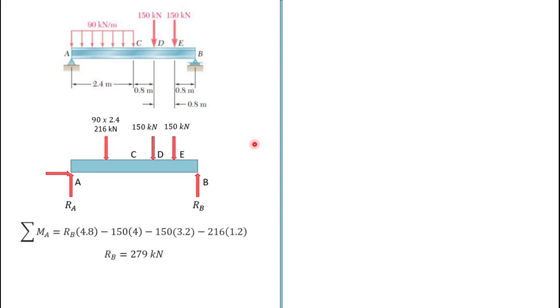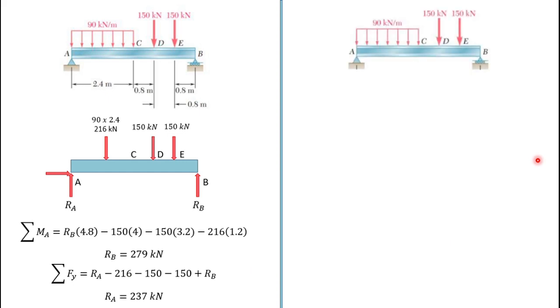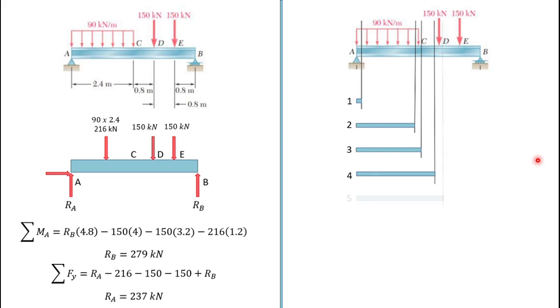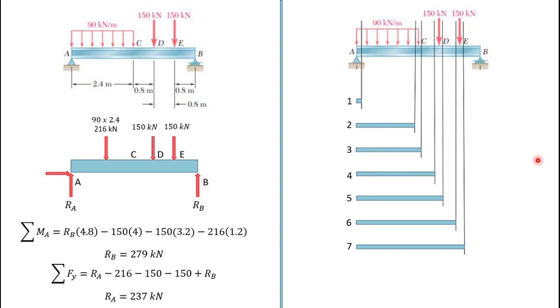To start our analysis, we could take the sigma moment at A, which is equal to this one, and we could obtain RB equal to 279 kilonewton. And next, for sigma Fy, we could obtain RA, which is equal to 237. And next is the sectioning part. Here, we could cut it first after A, before C, after C, before D, after D, before E, after E, and before B.